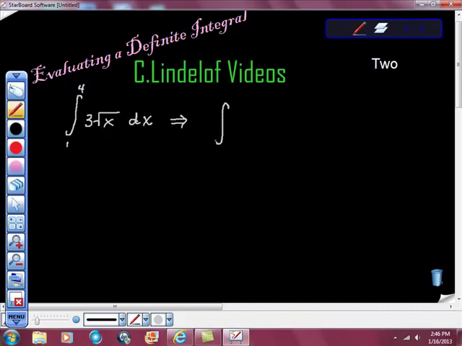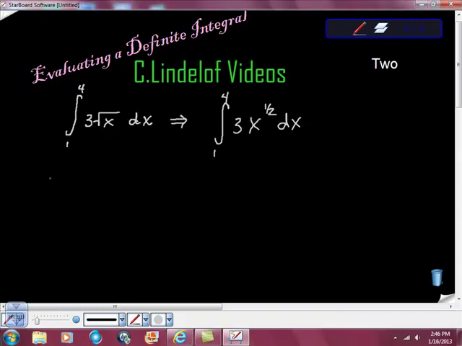So I'm just going to say that this is the equivalent of the definite integral 1 to 4 of 3 times x to the 1/2 power dx. And remember that x to the 1/2 power is the same as the square root of x. So because we know how we're going to integrate this, I'm going to go ahead and integrate now.